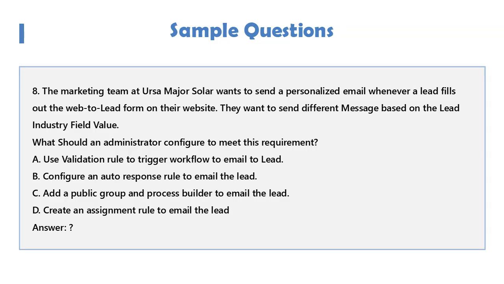A. Use validation rule to trigger workflow to email the lead. B. Configure an auto-response rule to email the lead. C. Add a public group and Process Builder to email the lead. D. Create an assignment rule to email the lead.